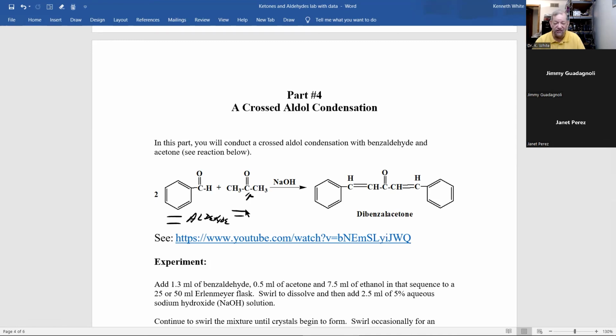And this is acetone, which is a ketone. And you add base, and we usually use ethanol as a solvent for this lab. And what you get is this really complex molecule that has the common name dibenzyl acetone. And how does that happen? Well, I'll show you in a second.